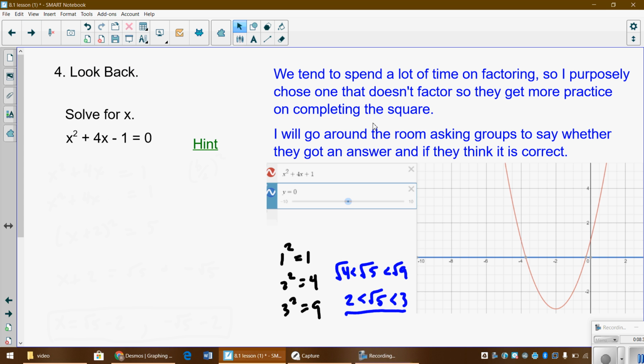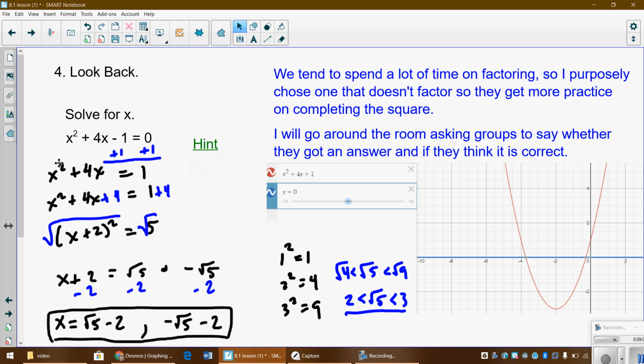To look back, we tend to spend a lot of time on factoring, so I purposely chose one that doesn't factor so they get more practice on completing the square. I'll go around the room asking groups to say whether they got an answer and if they think it's correct. For those that did solving by completing the square, I'll ask how that went for them.